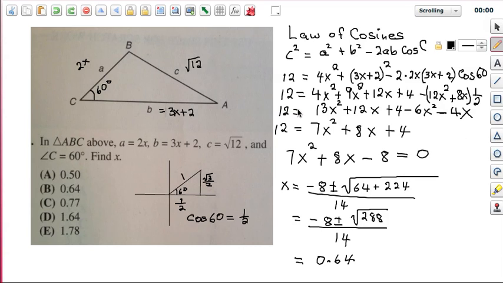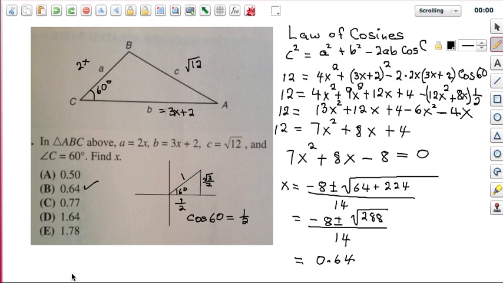And simplifying it all down, collecting your like terms, you get down to a quadratic equation, 7x squared plus 8x minus 8. Plugging that into your quadratic formula, you come to the conclusion that the positive answer for x is 0.64. The other answer is going to be negative, and you know you cannot have a negative side. So the correct answer is 0.64, and that should be B.